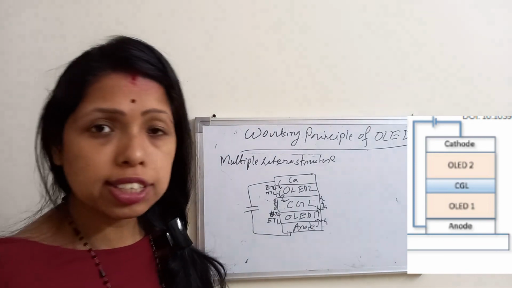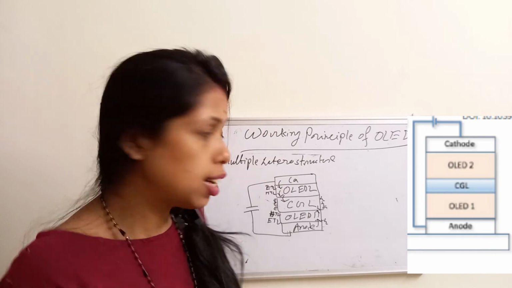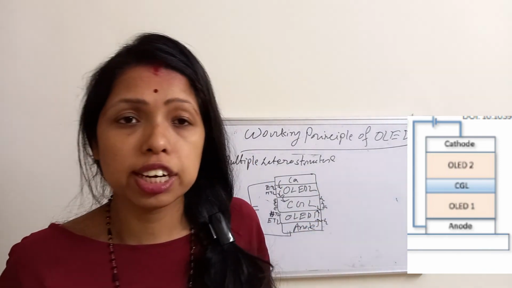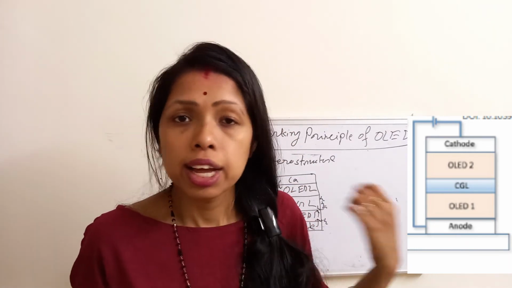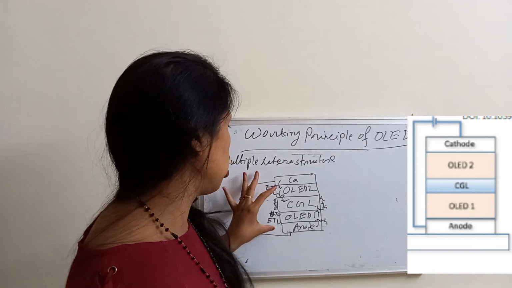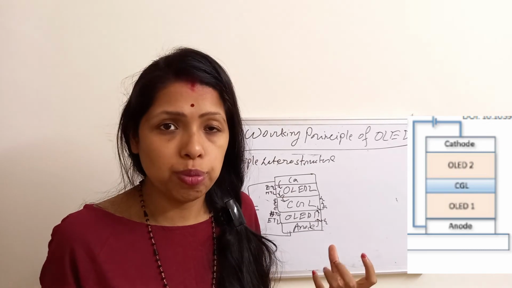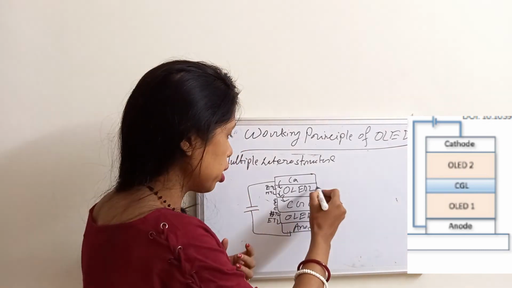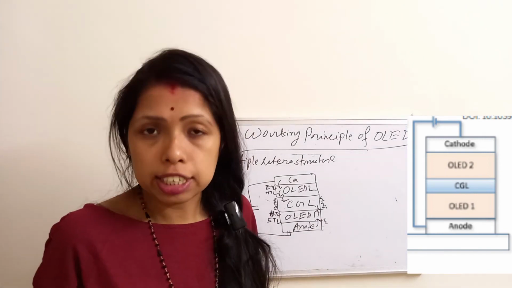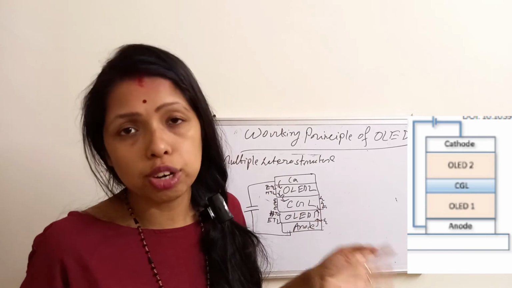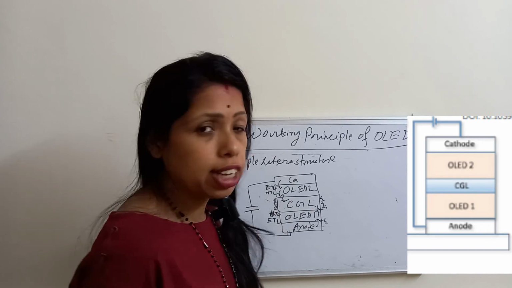The band structure will be designed in such a way that OLED 1 will transport all the holes inside the charge generation layer, and OLED 2 transports all the electrons inside the charge generation layer after injection of the electrons from the cathode. Okay, so it is similar to a double heterojunction, but you get a longer lifetime. Normally from OLED 2 and OLED 1 they will also produce light, but only a small amount of light you will get from OLED 2 and OLED 1. The maximum number of photons you will get from the charge generation layer.